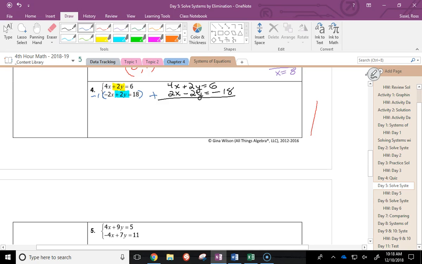Who thinks they can come up and do the work on this one? While everyone else is working on the paper, who can do it on the smart board? Dusty, you want to give it a shot? Okay, you do that while I walk her up. Keep your sheet in front of you so you can keep working, buddy.